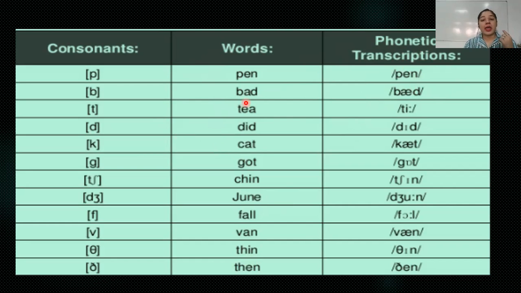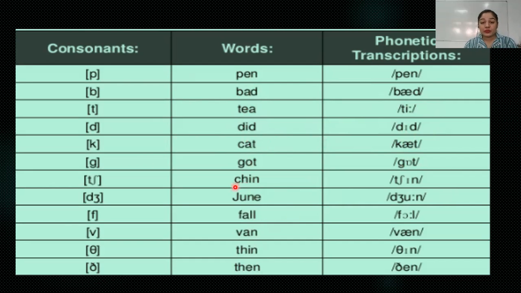Bad: b, a, d. So the a sound has this symbol, b has the same symbol, d has this symbol. Tea: here t and long e are coming, so we'll put this symbol. Did: d, small e, and d. Cat: k, the sound is k, so the symbol is this. The a symbol will be this, and for t the symbol will be this. So this is how you're going to do it.